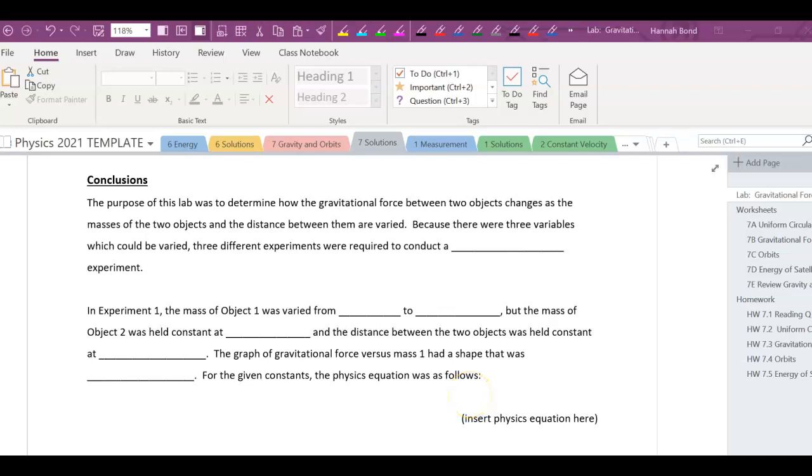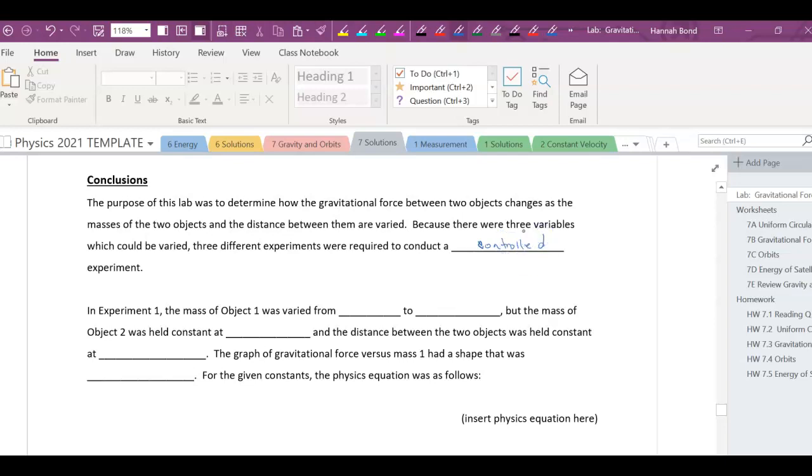This webcast discusses the conclusions of the gravitational force lab. So remember, the purpose of this lab was to determine how the gravitational force between two objects changes as the masses of either of the objects or the distance between them are changed. Because there were three variables that could be changed, we had to complete 3 different experiments in order to conduct a controlled experiment.